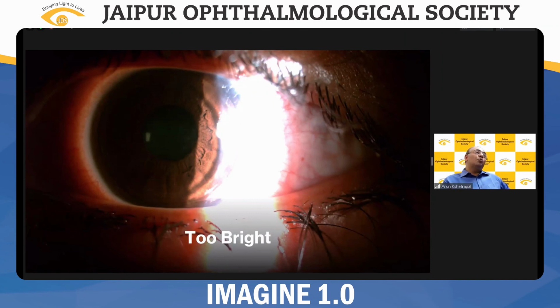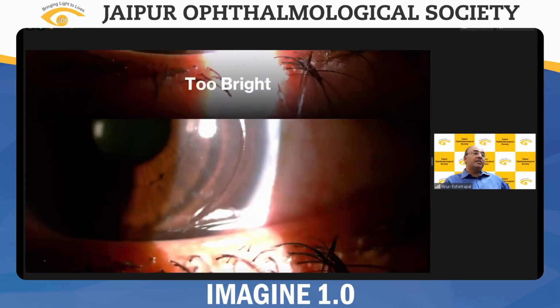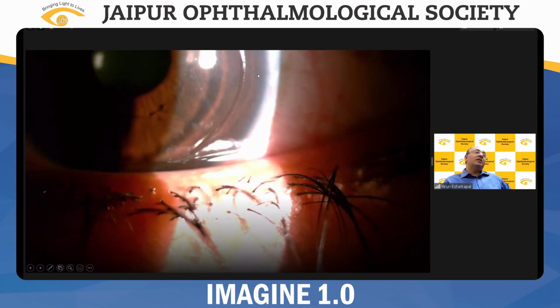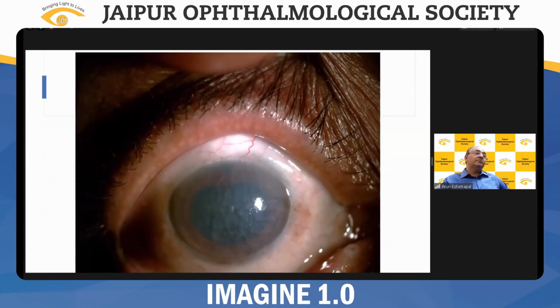Now, this is too bright an image. You can't see what's happening here, what the person wants to show you. And if you decrease the light, or decrease the aperture size, or decrease the ISO, you are able to see the pathology. So this is a LASIK flap which has shifted a bit. So you need to adjust your aperture and ISO in each and every case, and of course your light as well.